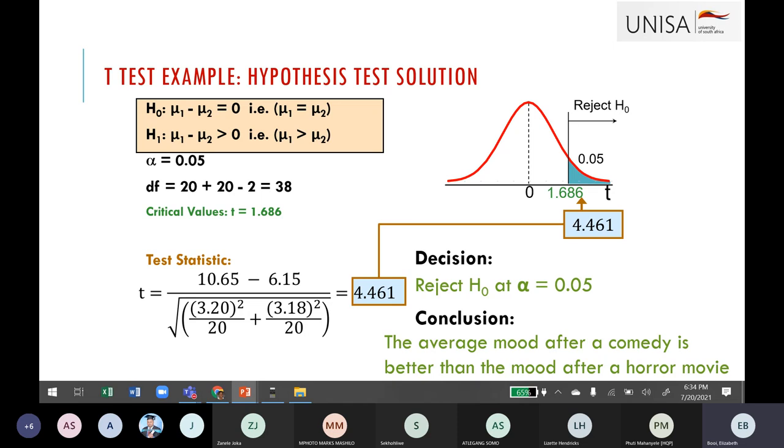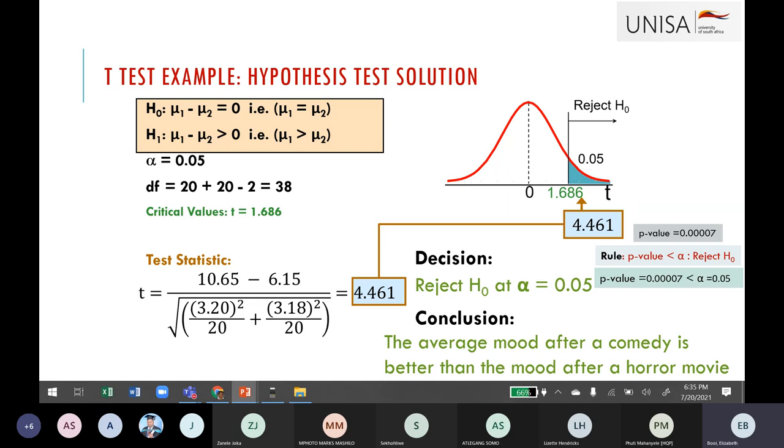Like I said, sometimes you can make a decision based on the critical value, but sometimes we need to make a decision based on the p-value. So taking a package like Excel, when you put the values into Excel and run the t-test, it will generate a t-test table, which will have all the summary statistics about the test that you just ran.